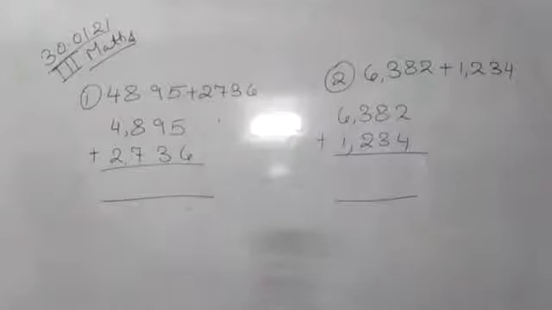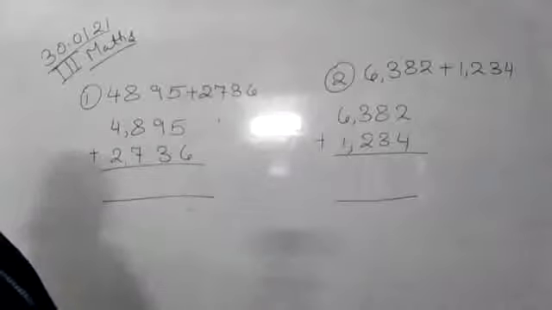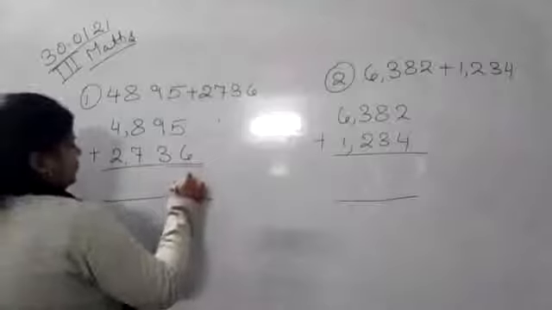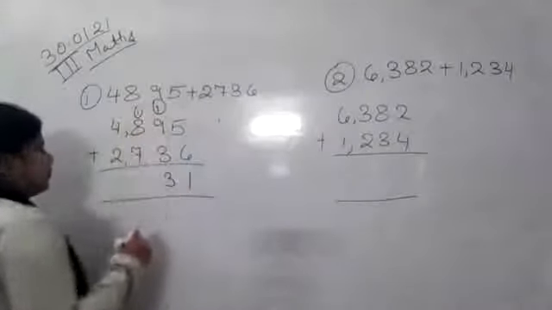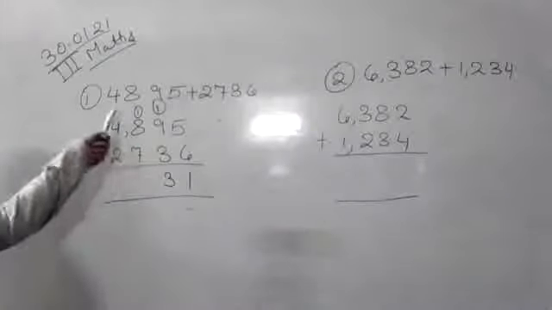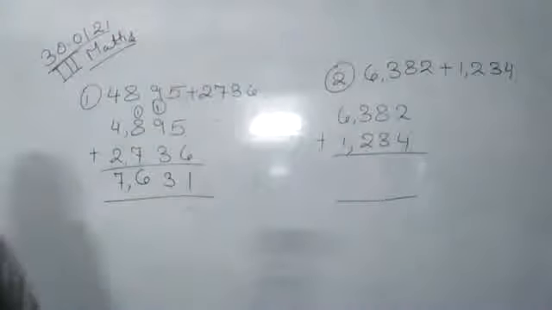Completed. Now we will start from this place. Now 6 plus 5 we will get. What will you get when you add 6 and 5 together? So adding 6 and 5 we will get 11. So 11 ko we will write 1 and we will give carry 1 here at the top. Now we have 9 plus 1, 10. 10 plus 3, 13 and carry 1 at the top. Again, 8 plus 7 plus 1 will give us 16 and 4 plus 2, 6, 1, 7. So the answer is 7631. The answer for this question is 7631. Okay.